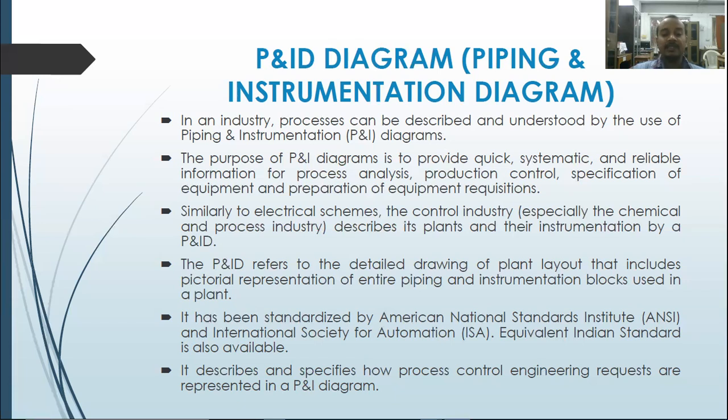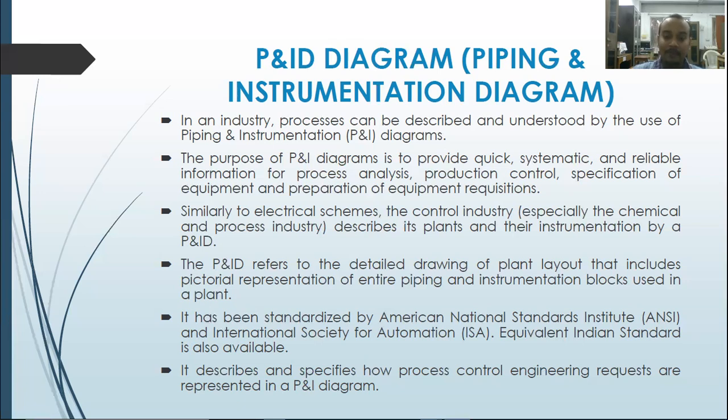A very good example is given in point number 3: it is very much similar to the electrical scheme. If we think about an electrical circuit, with a source, we can easily identify by the symbolic representation that it is a voltage source or a current source, a resistor, a capacitor, or an inductor. So using the symbolic representation, we can identify all the things in electrical circuits. So the control industry, especially the chemical and the process industry we are talking about, describe its plant and their instruments by a P&ID.